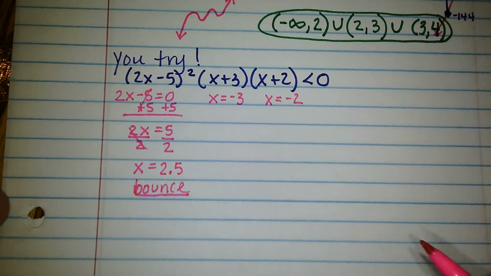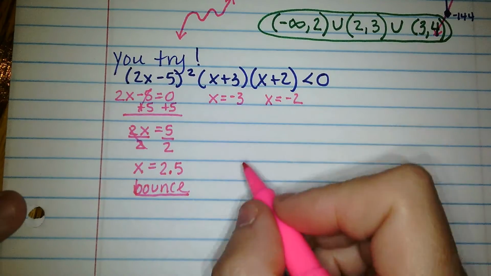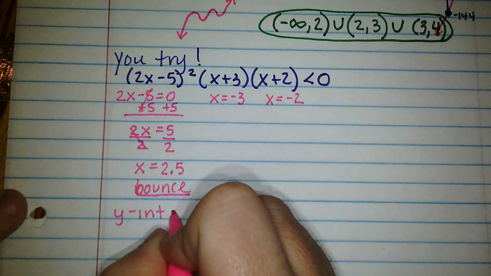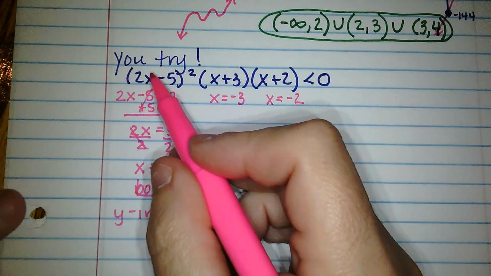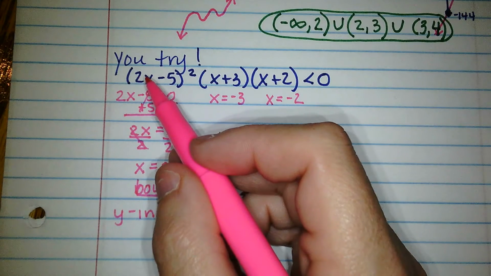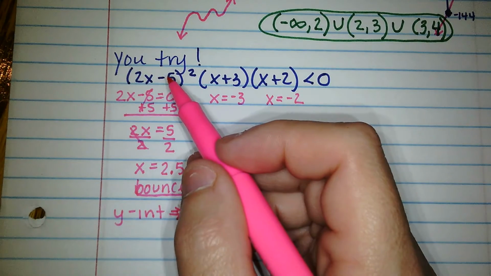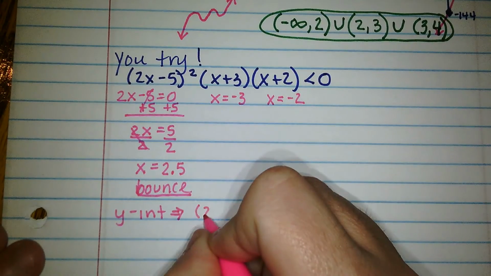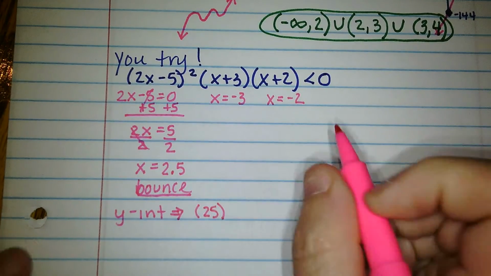The other thing that we want to make sure we do, and I'm just going to get it right down here, is the y-intercept. The y-intercept, when it's factored, it's easier to plug 0 in. So this is going to be 2 times 0, which is 0. Minus 5 is -5. Squared is 25. So that's going in the first spot.